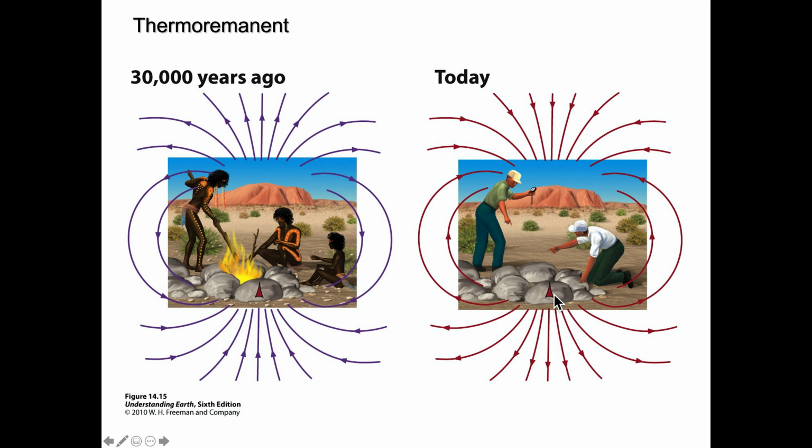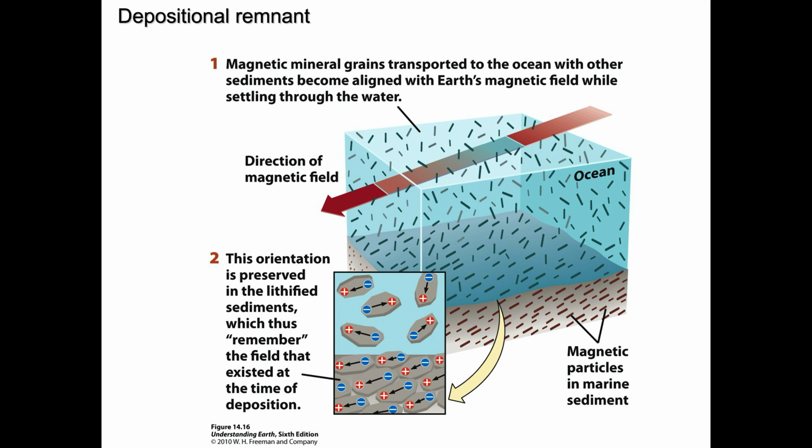In a similar situation, but totally natural here, magnetic mineral grains are deposited on the floor of a lake or an ocean, bog, anywhere there are magnetic minerals that are settling. Those are going to tend to align themselves with the contemporary magnetic field of the Earth. Once these grains are lithified, locked together, they're going to preserve that magnetic field for that time.